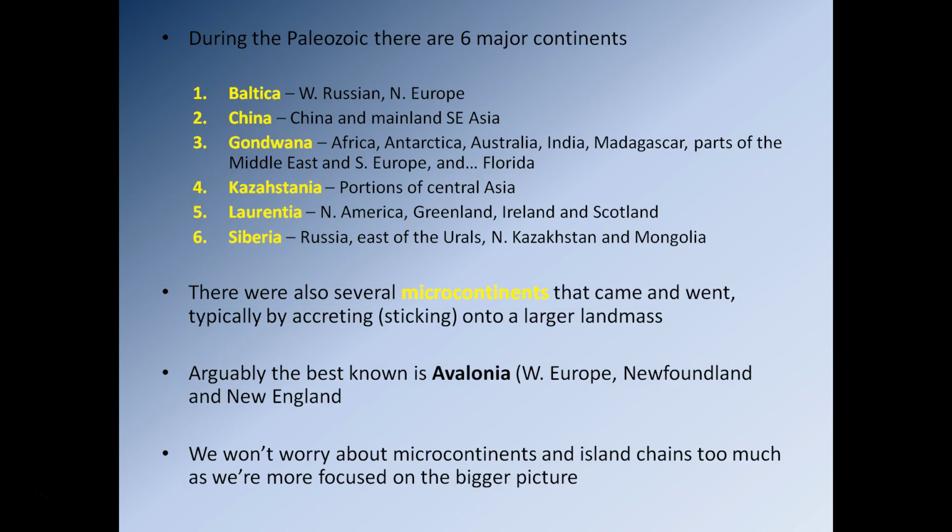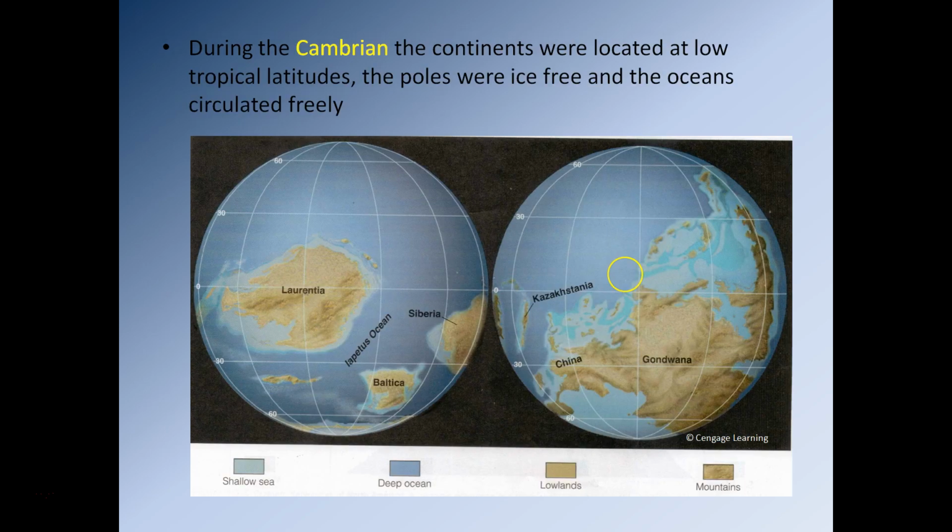There were also several microcontinents that were moving around. Now, these microcontinents will have come and gone depending on whether they're crashing into the larger continents or not. And on the whole, we're not really going to worry about them too much. The one we are going to be concerned about, though, is a little microcontinent called Avalonia, and that includes portions of Western Europe, Newfoundland, and New England. And that's going to be important because it's going to help explain some of the stuff that happens along the eastern seaboard of the United States. So we won't worry about the microcontinents too much, as I said, and island chains too much, because we're really focused on the bigger picture on the whole.